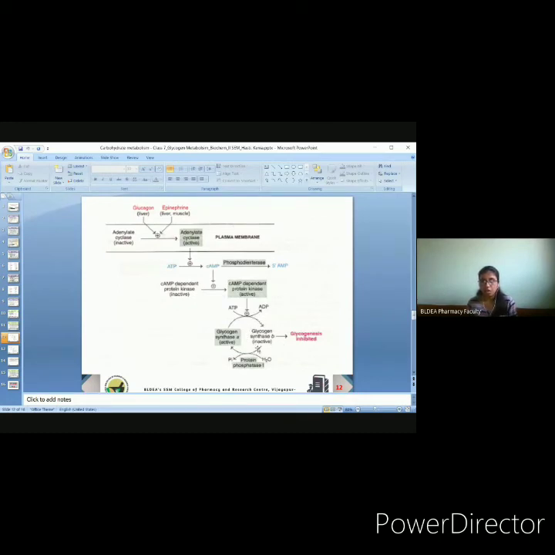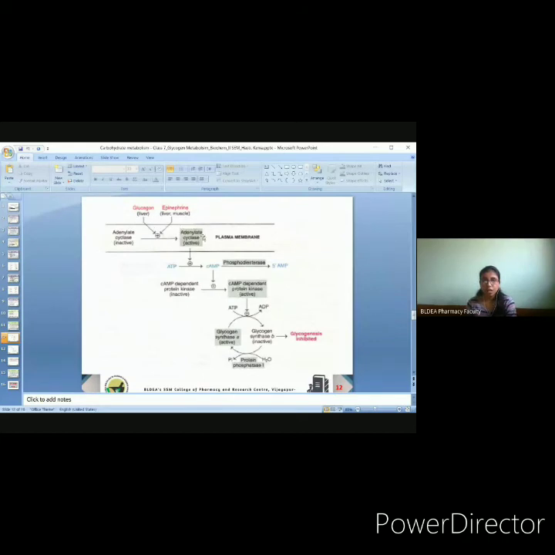Because glycogen synthase is now inhibited, glycogenesis will be inhibited, meaning glucose concentration will be increased rather than glycogen synthesized. We are all very familiar that glucagon helps in increasing the reduced blood glucose levels, right? So this is how glucagon helps.